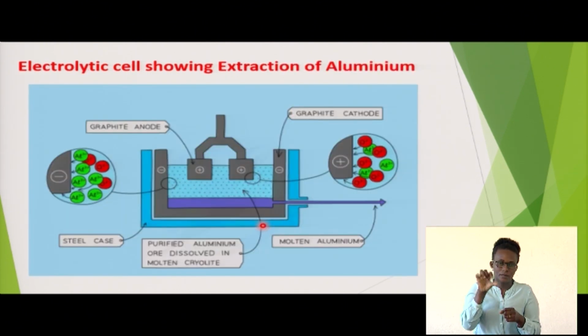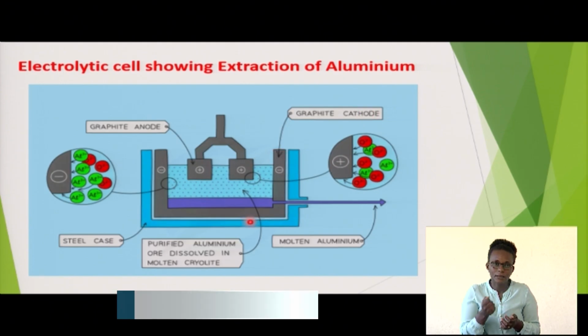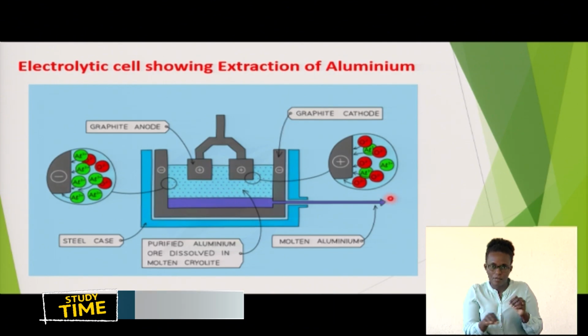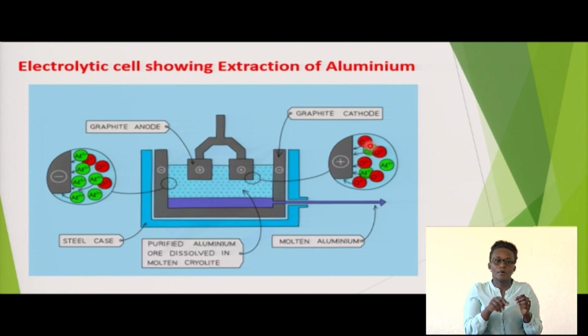So that is the diagram. In the diagram, you have graphite, which is the anode, and then you have graphite, which is the cathode. It is making up the lining of this cell. And then you have aluminum moving out. So we have the oxygen moving to the anode, and then you have aluminum ions which will go to the cathode and then deposit as aluminum metal.